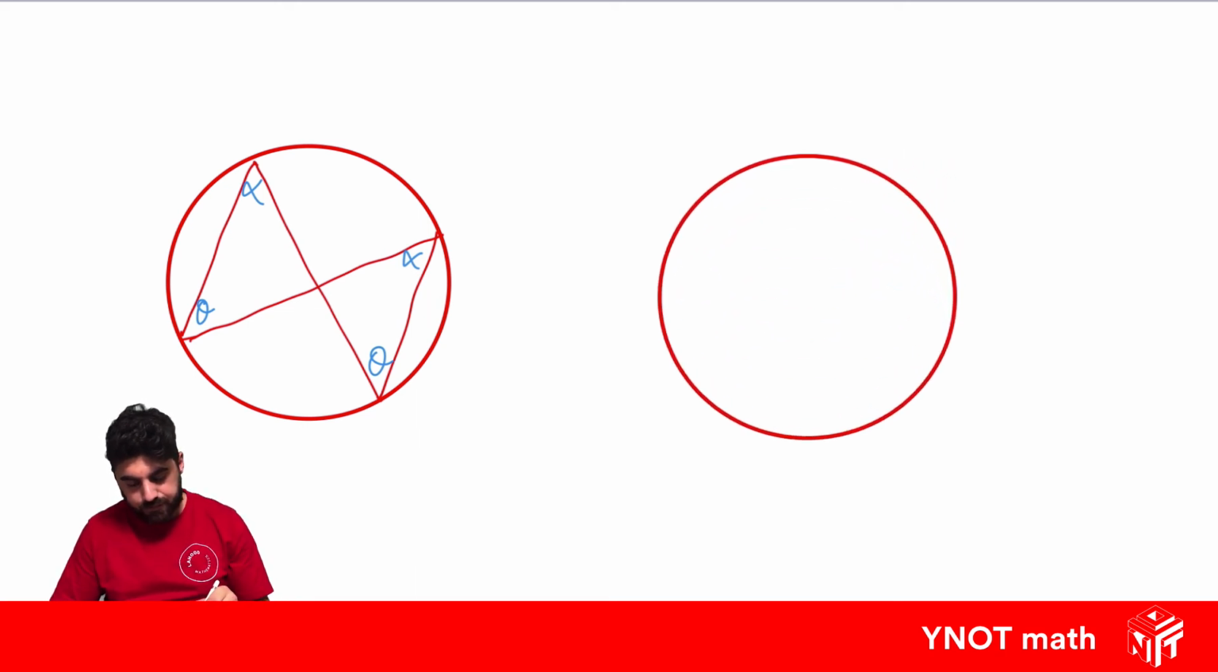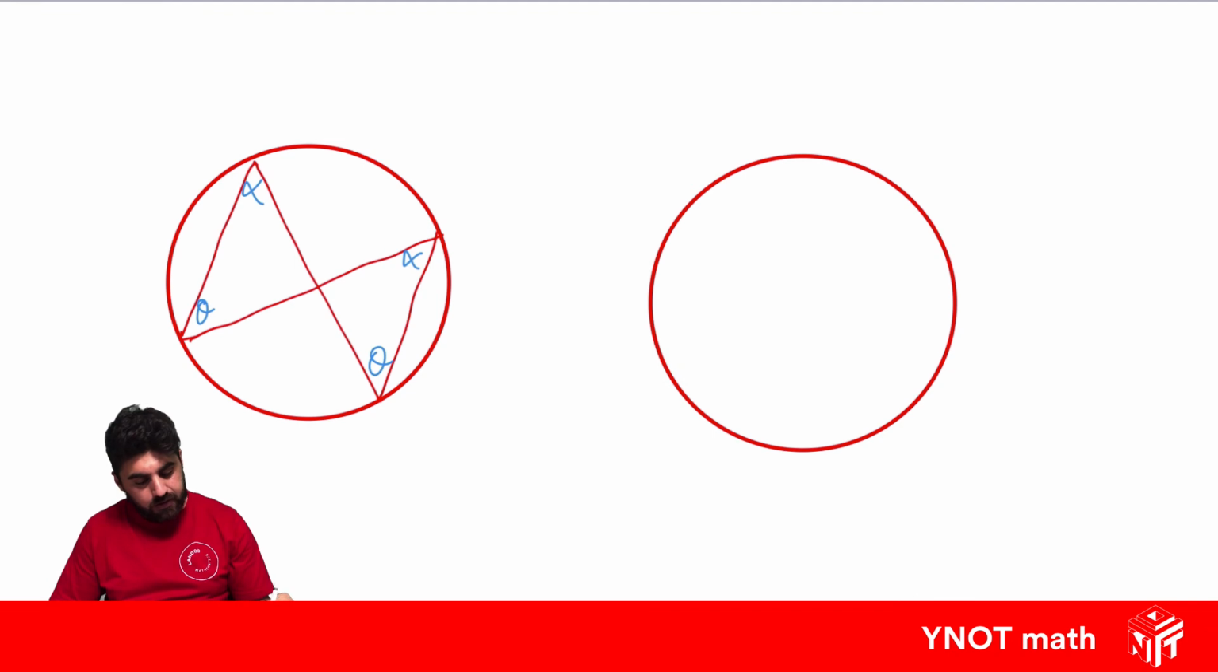Let's look at another one. This next one involves a cyclic quadrilateral. A cyclic quadrilateral is just a quadrilateral where all the vertices of that quadrilateral lie on the circle. So let's draw a cyclic quadrilateral in. We can pick any 4 points on the circle.